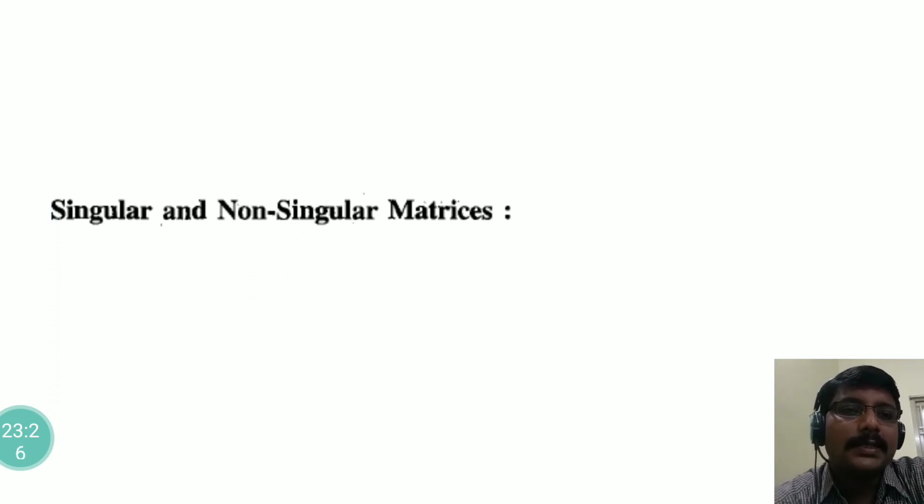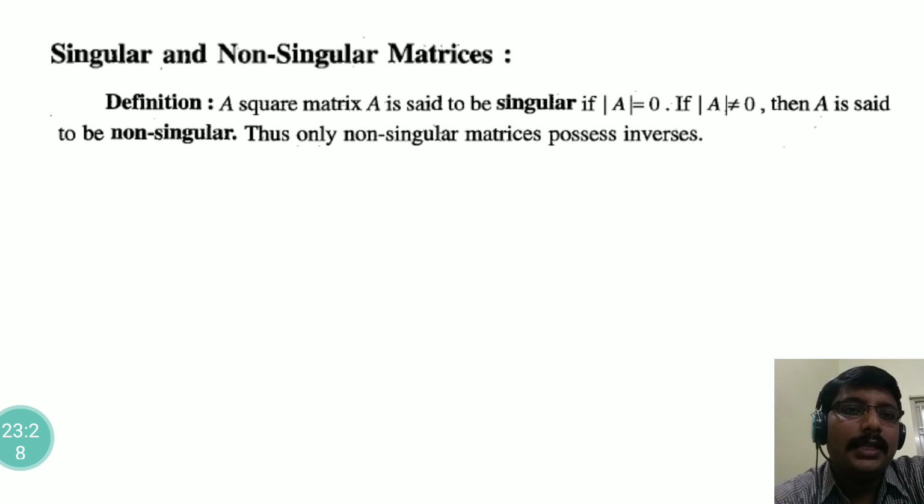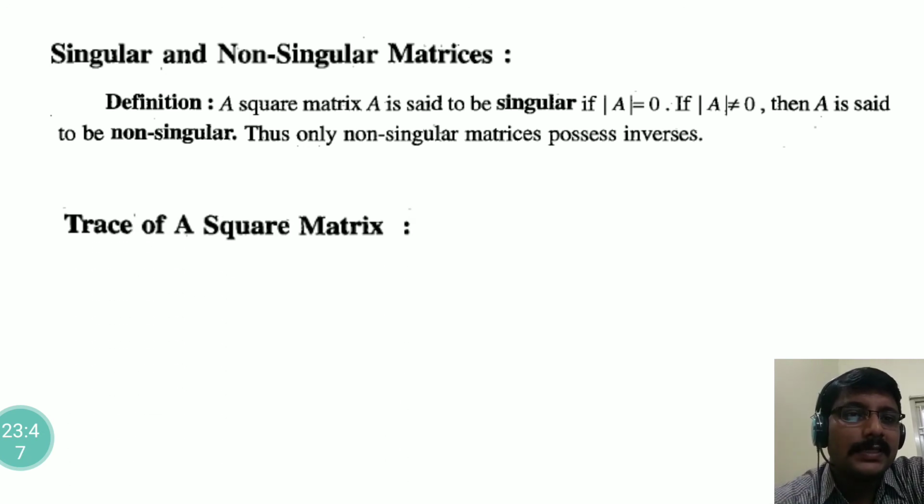Singular and non-singular matrices. Definition: a square matrix A is said to be singular if det A is equal to 0. So if the determinant of A equal to 0, then it is called a singular matrix. If the determinant is not equal to 0, then A is called a non-singular matrix. We know that only non-singular matrices possess inverses. So to find the inverse, the matrix A must be non-singular. Then only we can find the inverse of the matrix. Once again, singular means det A is equal to 0. If det A is not equal to 0, then A is called non-singular.